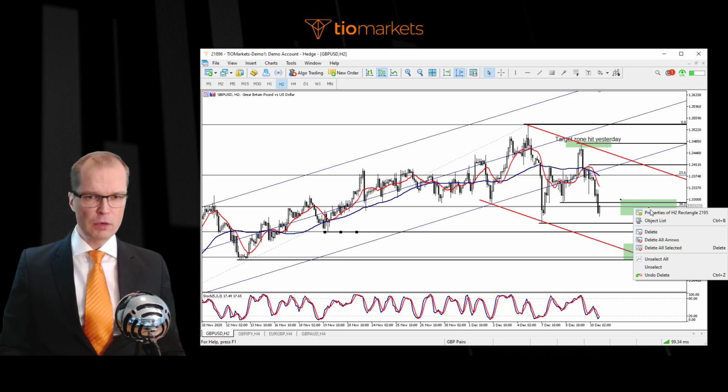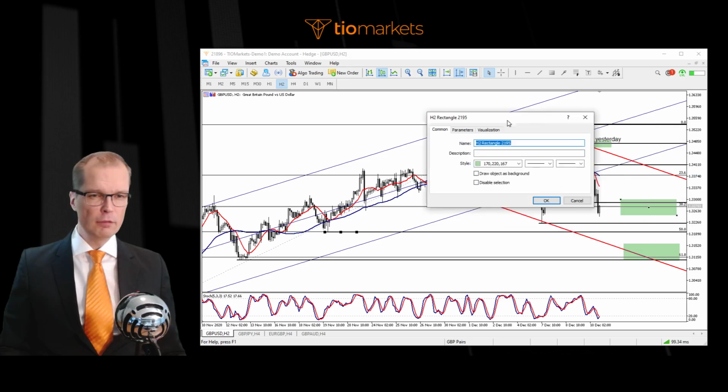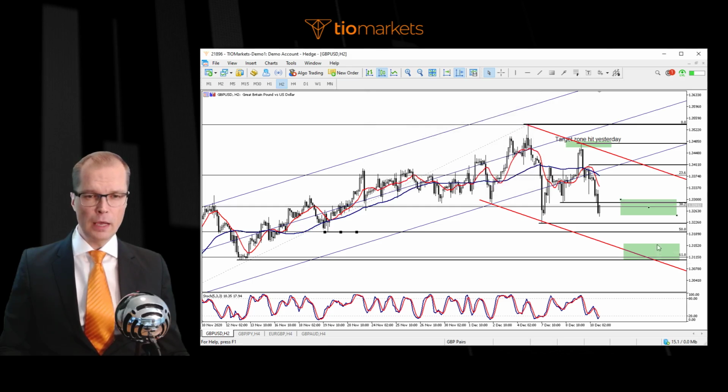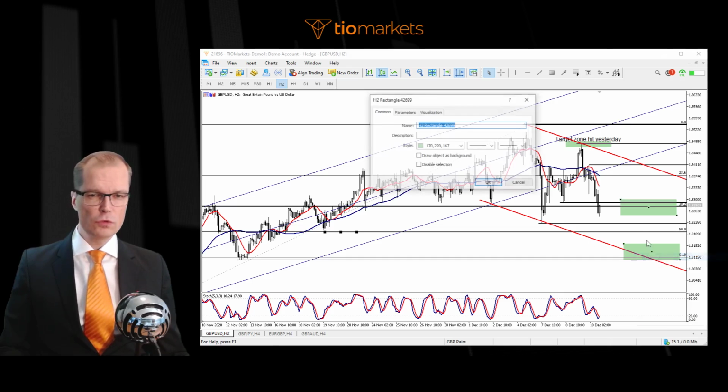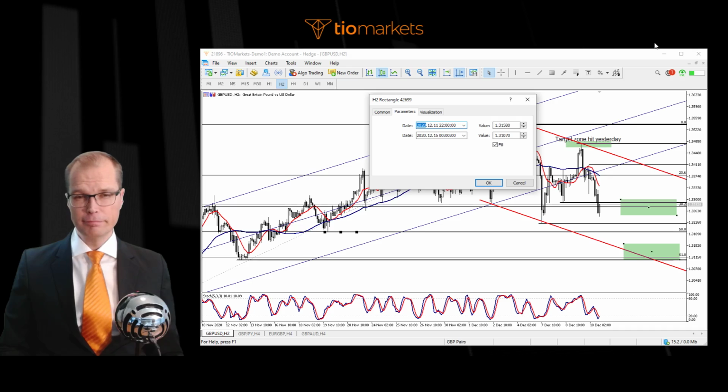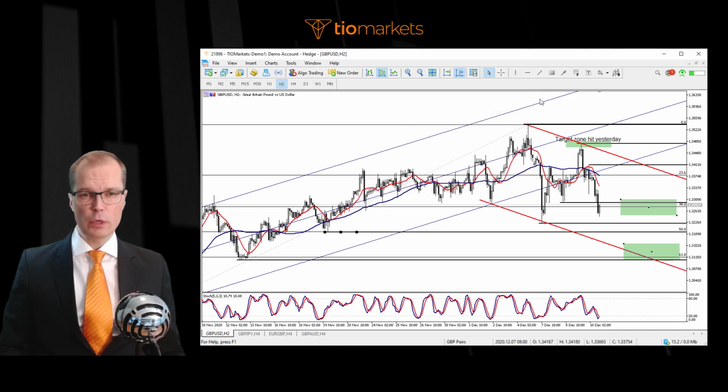Just very quickly, I'm going to give you the levels so that we have actual price levels here. The first target zone is from 32.48 to 32.99, and then the other, target 2 zone, is from 31.07 to 31.58. So this is what we are looking to trade today.